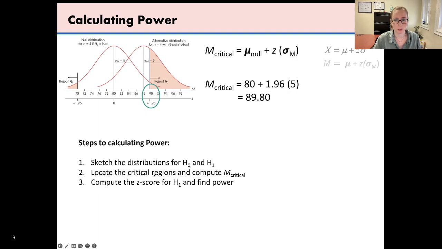All right, step 2 is locate the critical region and compute the critical sample mean. So you have the z-score for the null hypothesis distribution, which is 1.96. You're trying to find what the corresponding sample mean would be for that critical region. And then you can compute the z-score for your alternative hypothesis and find the power, because that critical region is what you have to be above. But for an 8-point increase, you actually need to calculate the z-score for this area here.